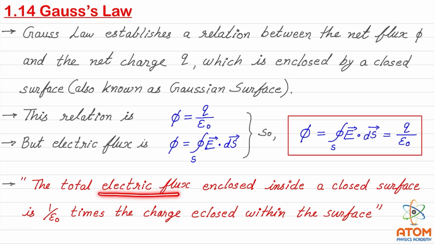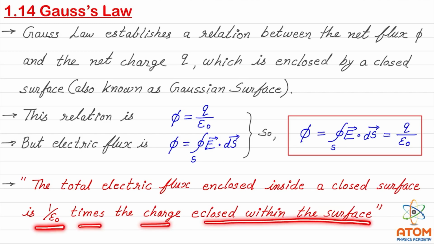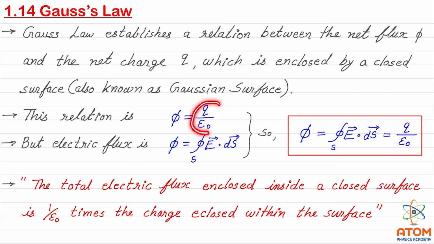The definition is like this. The total electric flux enclosed inside a closed surface is 1 by epsilon 0 times the charge enclosed within the surface. I repeat, total electric flux, this is flux phi, enclosed inside the closed surface is 1 by epsilon 0 times the charge enclosed within the surface. It is 1 by epsilon 0 times of the charge, that means q by epsilon 0. So flux phi is q by epsilon 0.